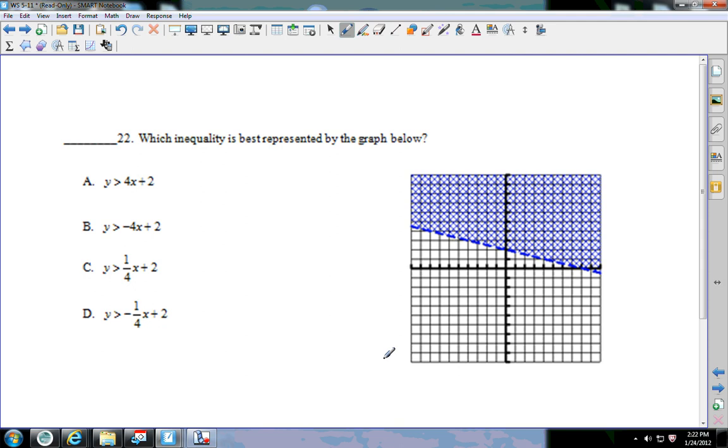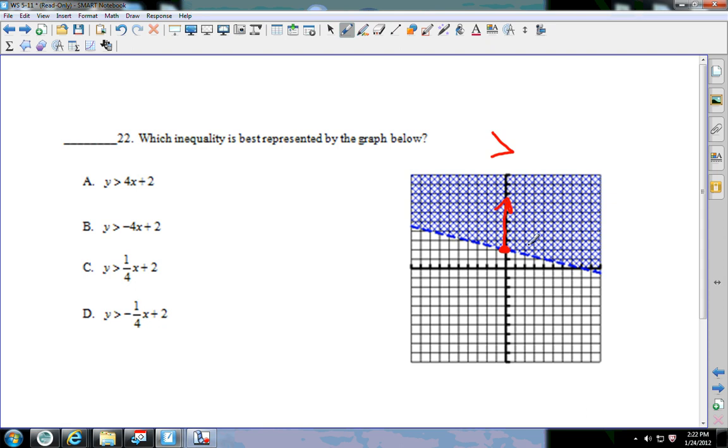Here's the next one. First thing I'd be looking at is I have a dashed line. It means that there's no equal to bar. Well, none of them have it. Y-intercept is 2. Yeah, they all have positive 2. Let's look at this. My line, well, first off, the shading is above. That means it's going to be greater than. Well, darn, they're all greater than.